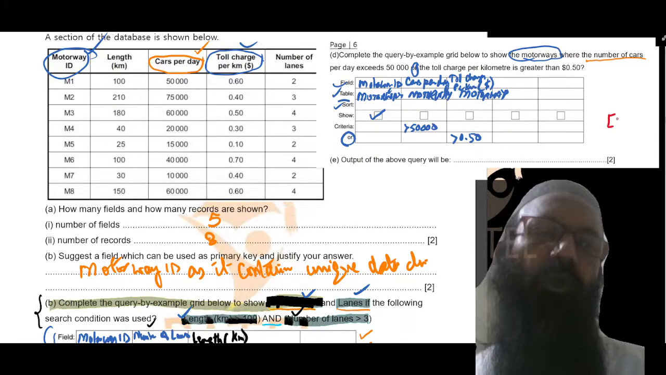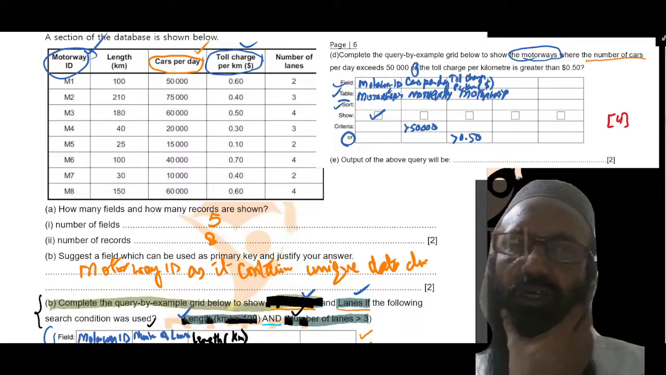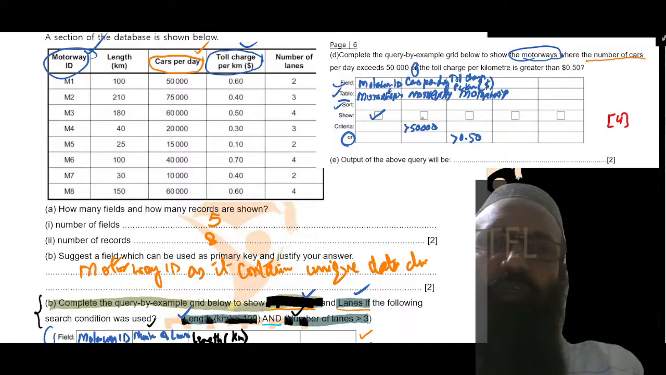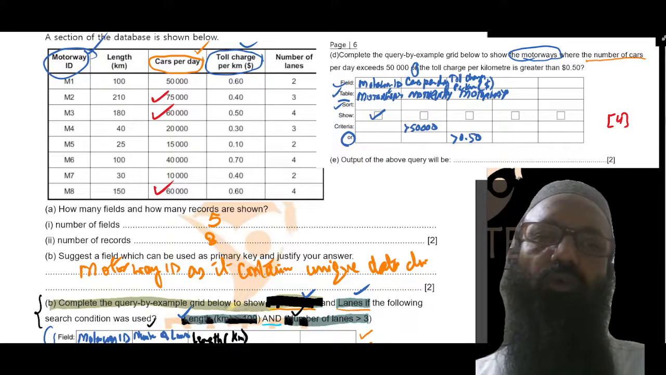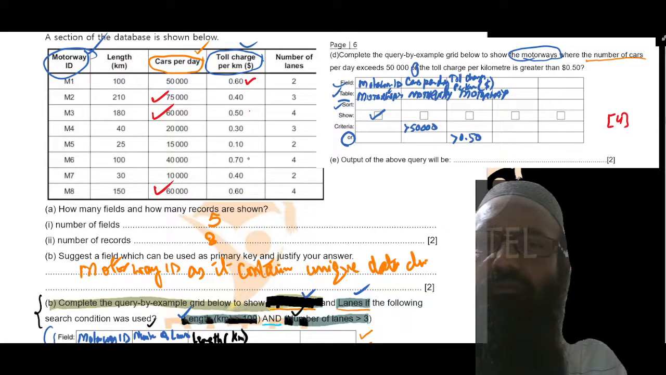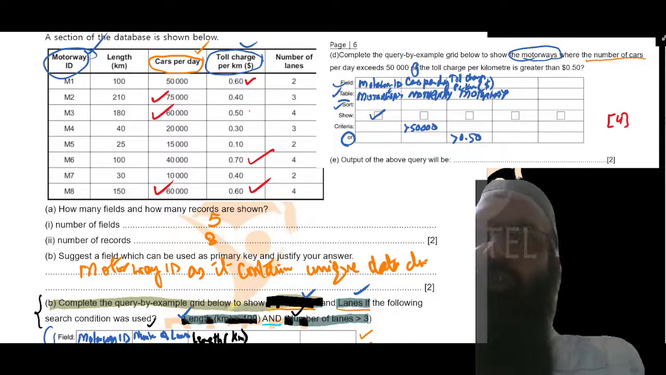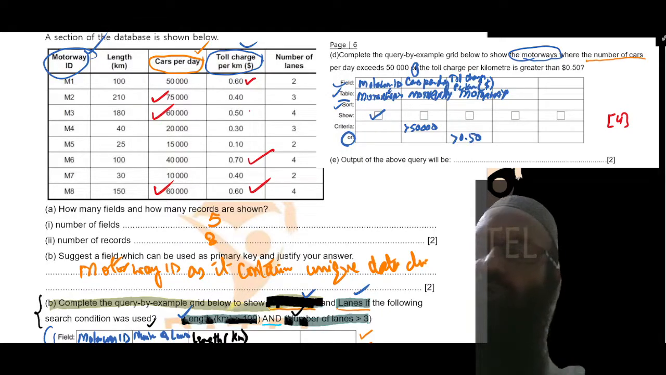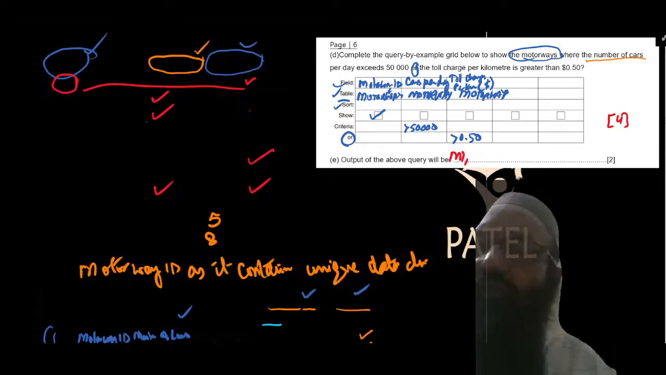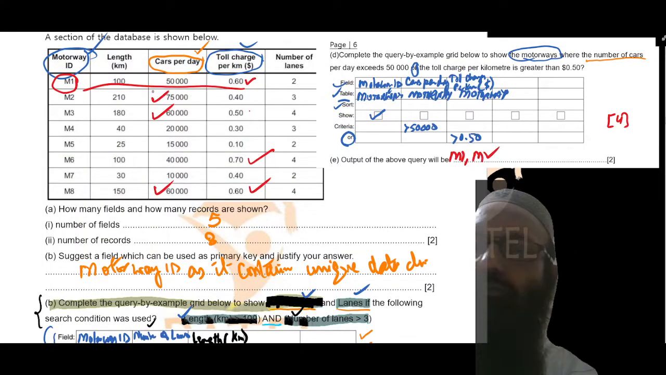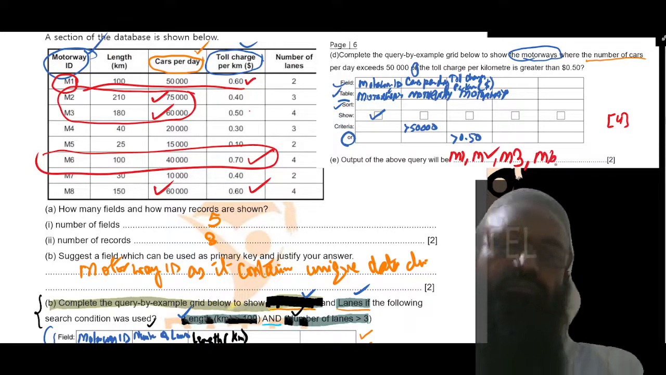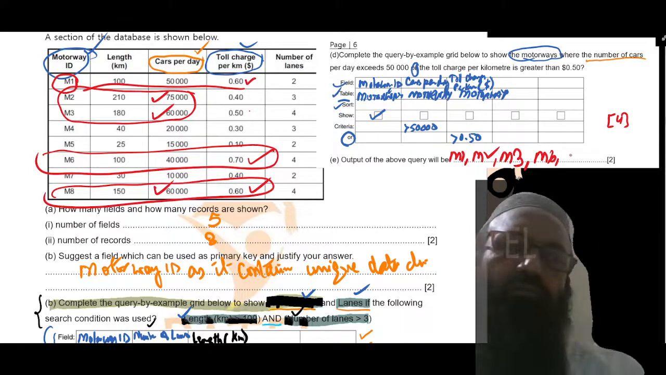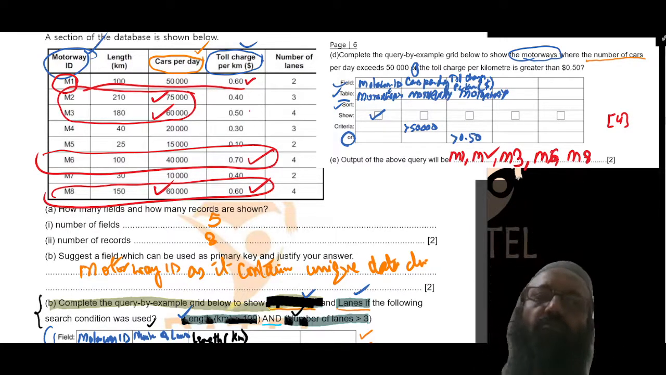This is mostly a 4 or 5 mark question. Okay, the output of the above. So cars per day greater than 50,000: 1, 2, 3. And toll charges greater than 0.50. OR is given, so if any of them is true, then the output will be true. So the output will be M1, then M2, M3, M6, and M8. Right, children?